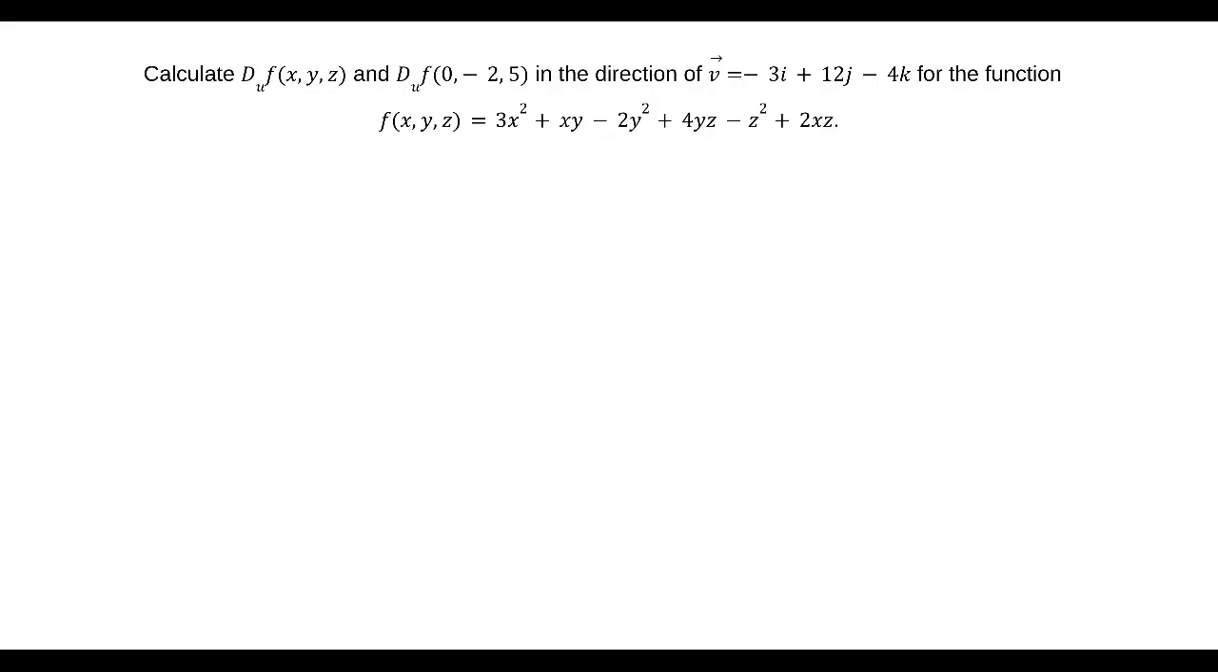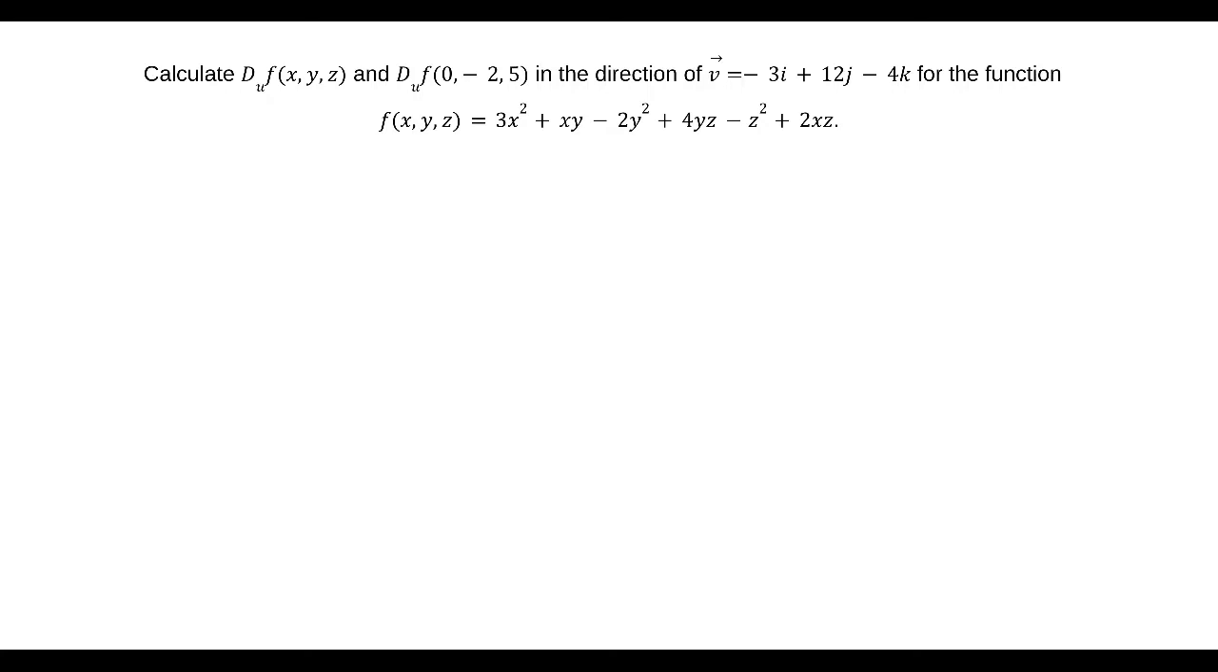Calculate D_u of f(x, y, z) and D_u of f(0, -2, 5) in the direction of the vector v equal to -3i + 12j - 4k for the function f(x, y, z) = 3x² + xy - 2y² + 4yz - z² + 2xz.